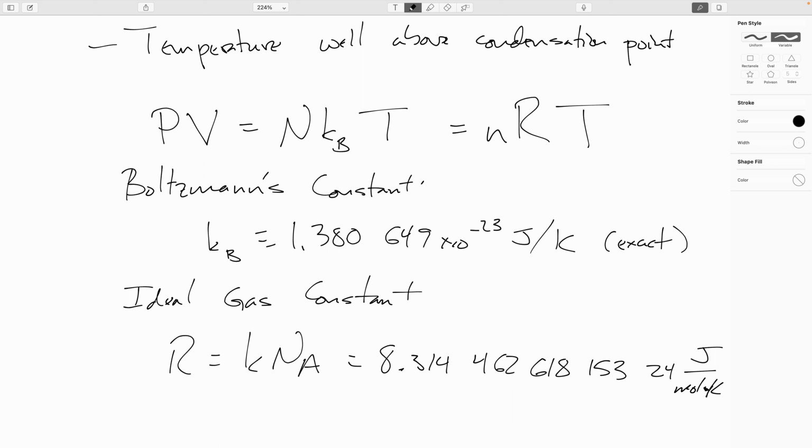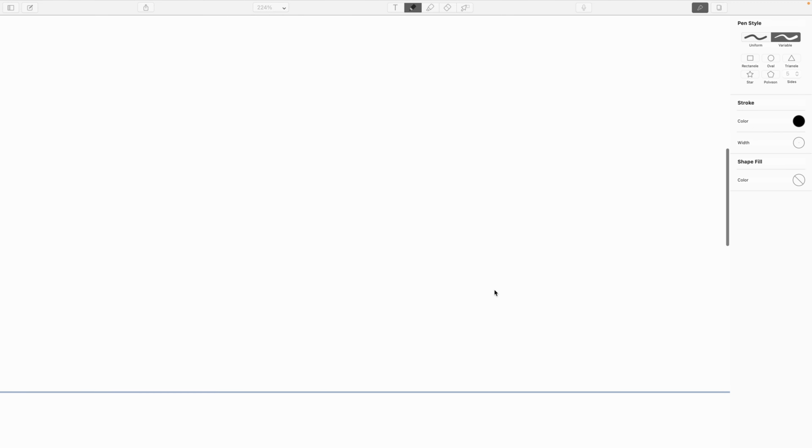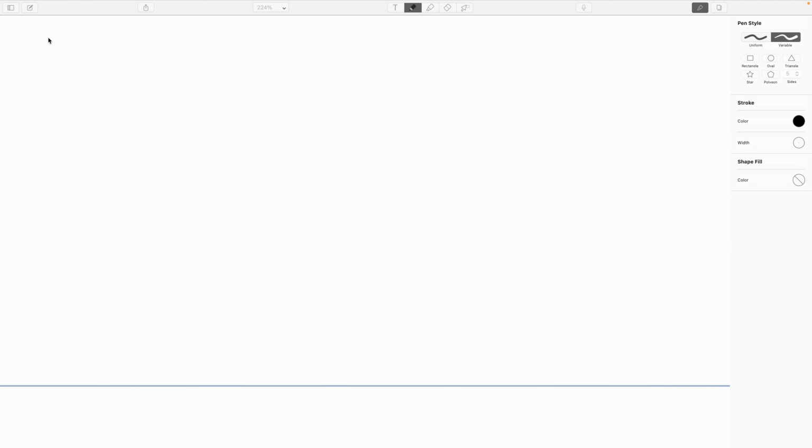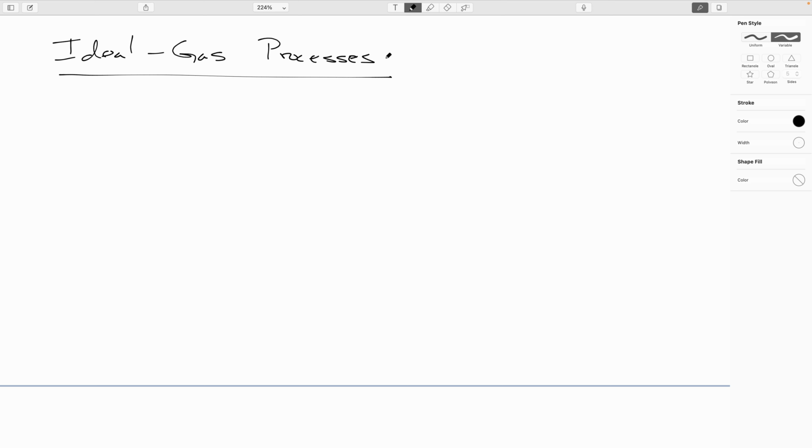Alrighty, so historically, the way the ideal gas law was found was by looking at different ideal gas processes. Now what we will be doing is eventually using Newton's second law of motion to obtain the ideal gas law. So for now, we'll think of it as true. The first process we can think of is an isochoric, or sometimes called isovolumetric, process.